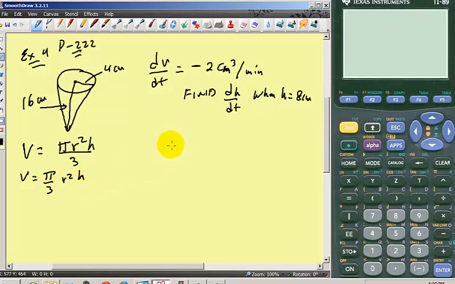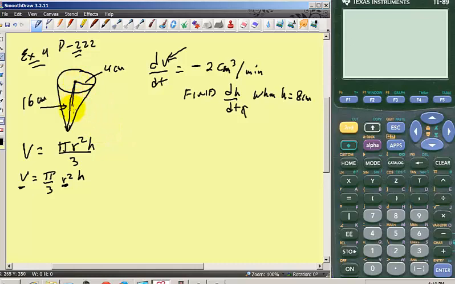Now before I take a derivative, I have to ask myself, do I have to manipulate this equation? Because when I take the derivative on the left side, I'm going to get dV/dt. I'm okay, I have information for that. And I'm going to get dr/dt, which I'm in trouble with. And dh/dt is what I'm trying to find, so I'm okay with h. So the r is the one that I need to get rid of, and I have to use geometry to get rid of that.